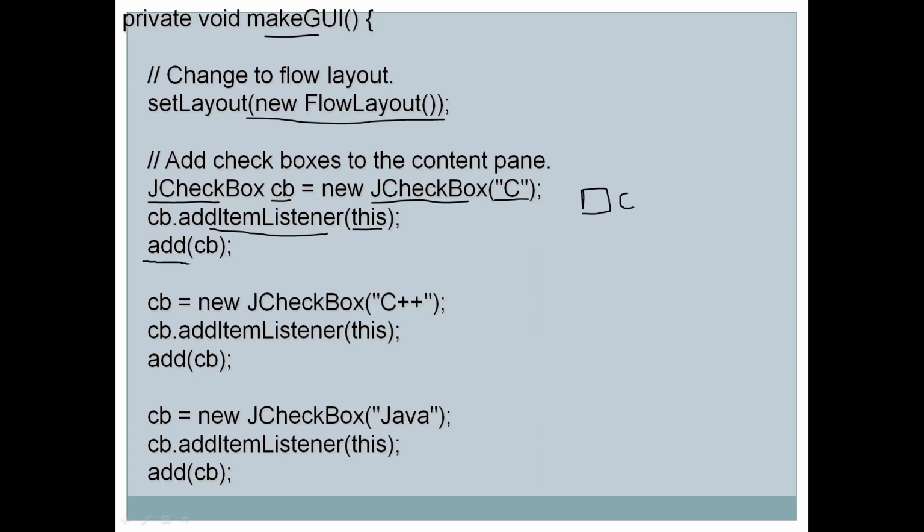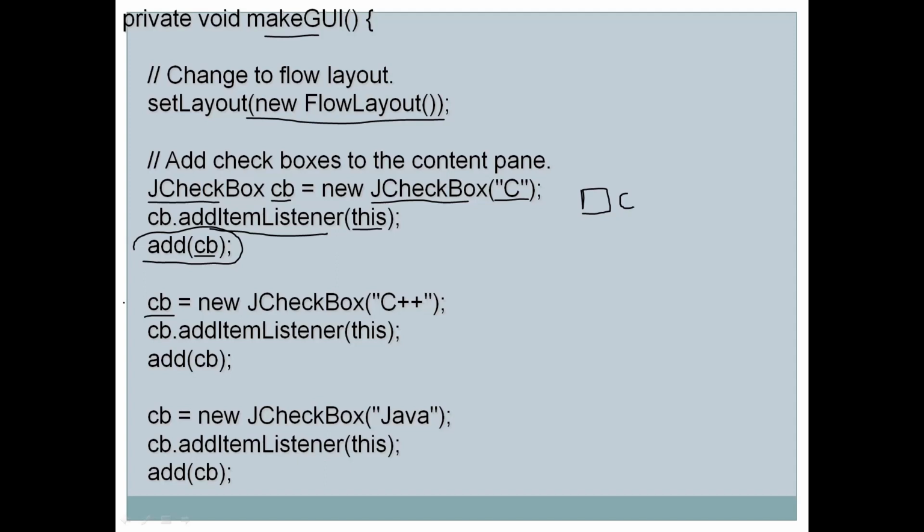Then we have add(cb). So the checkbox which is created will be added to the container, the applet container. Then we are creating one more checkbox here. Actually, we can have a different name for this.